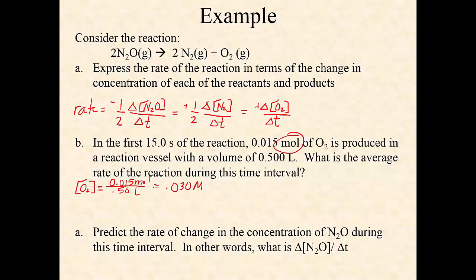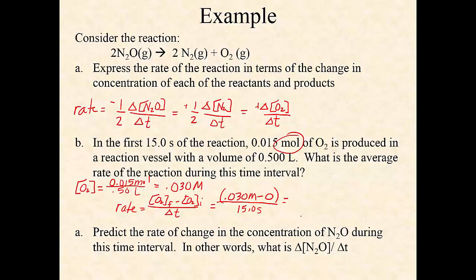So what's the average rate? Well, rate would just be the concentration of your oxygen final minus the concentration of your oxygen initial, over how much time. So now I know my final concentration, 0.03 molar. Again, we start from initially, so you had nothing to begin with, and that happened in 15 seconds.